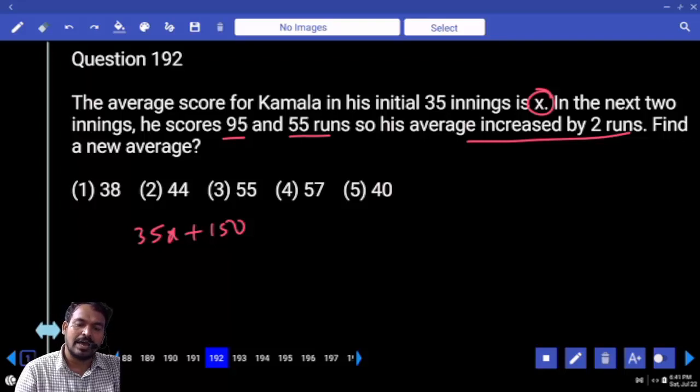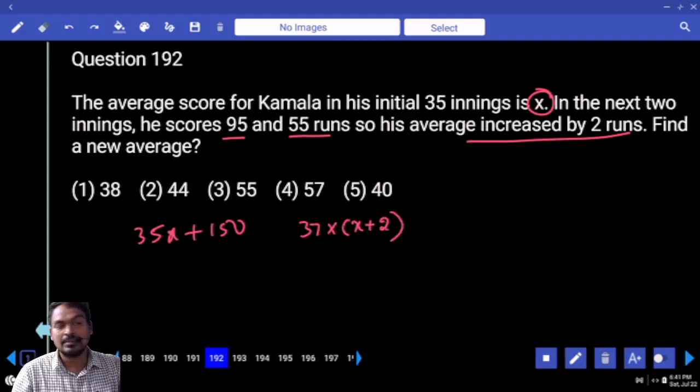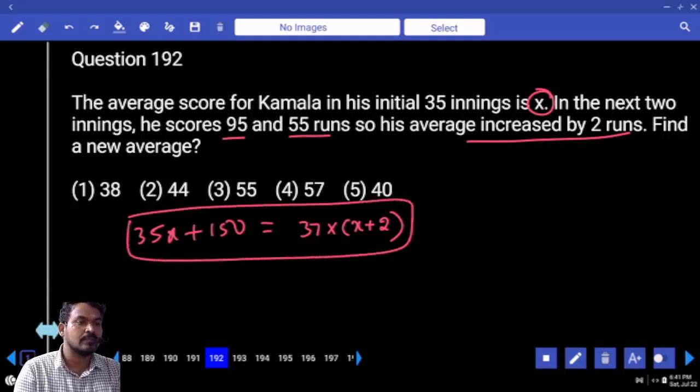That X plus 2 is the average of how many innings? 37. 37 innings average, we write 37 into X plus 2. What is the left hand side meaning? 35 innings sum plus 2 innings sum. Right hand side, total 37 innings sum. Both are equal or different? Equal. Simplify this one, we get the X value.